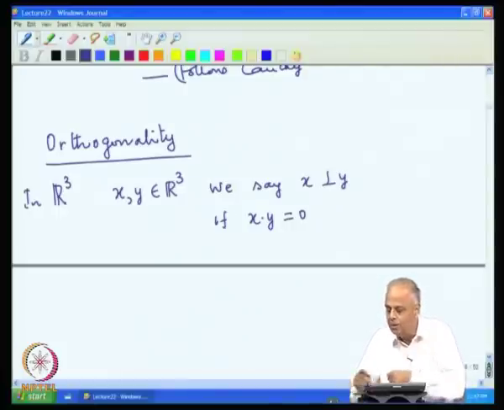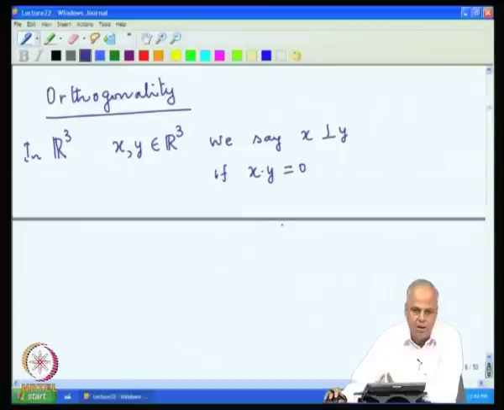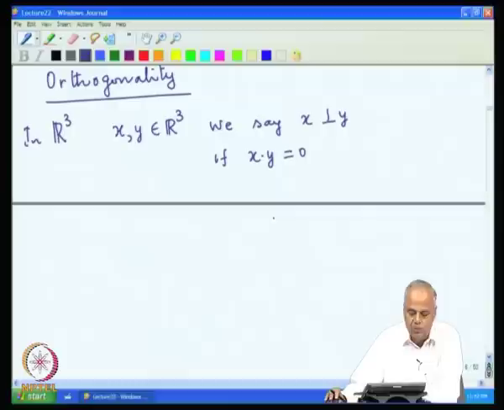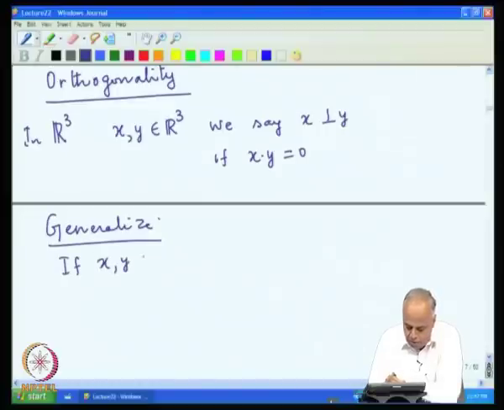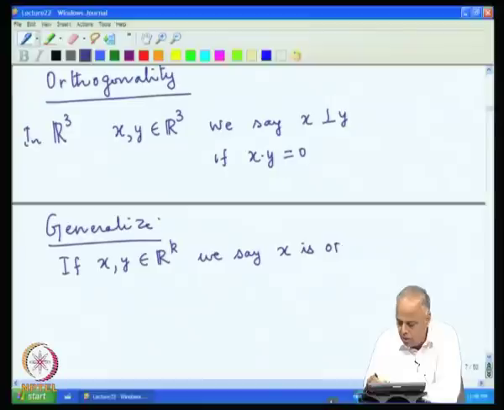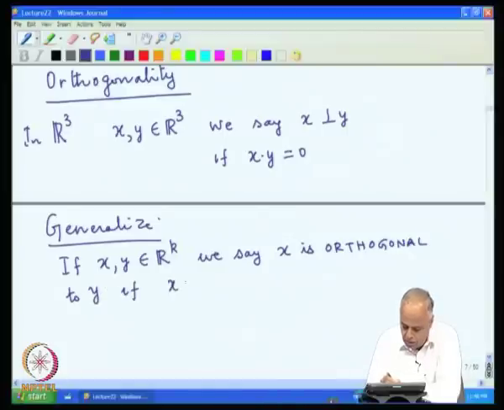So, we generalize this notion to say that in R k, x is said to be orthogonal to y if the inner product of x with y is 0. So, we generalize this idea to the following: if x, y belong to R k, we say x is orthogonal to y if and only if x comma y equals 0.